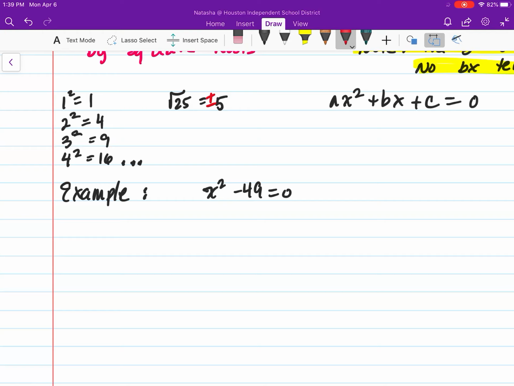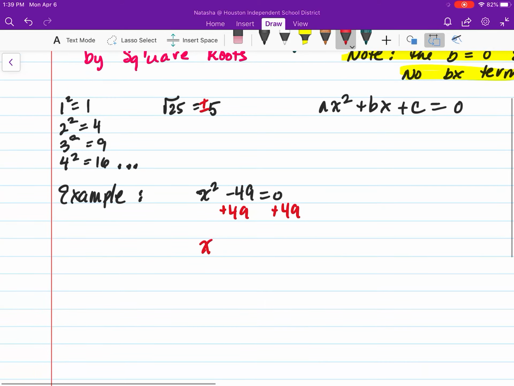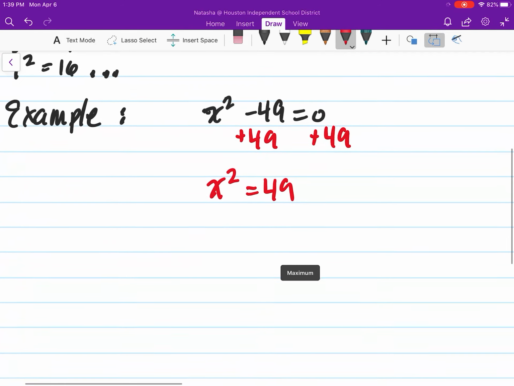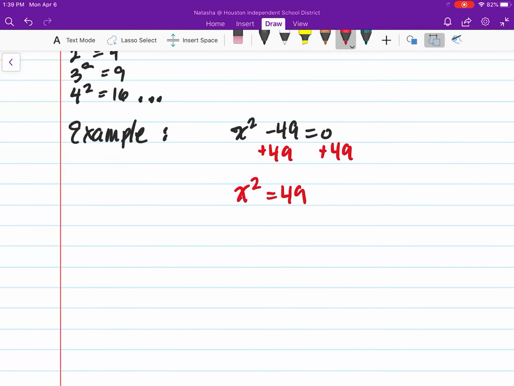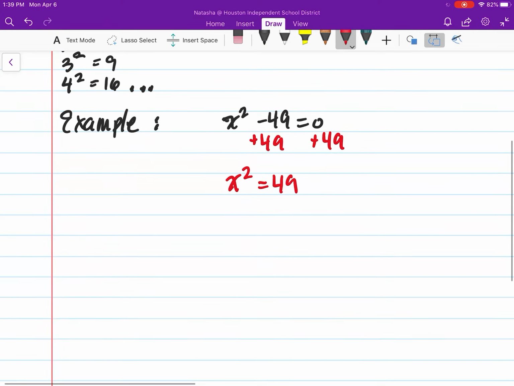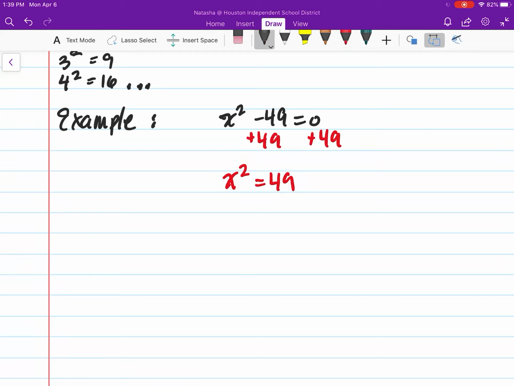Okay, the first thing I want to do, step 1, is isolate the x. In order to isolate the x, I'm going to add 49 to both sides. So that's going to give me x squared is equal to 49. There's also a little additional thing here. That 49, you want that to be positive 49. If it's negative, there's no solution to that. I'll talk about a problem like that in just a second.